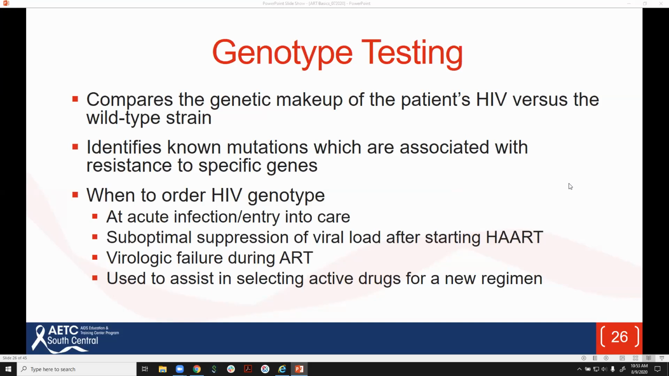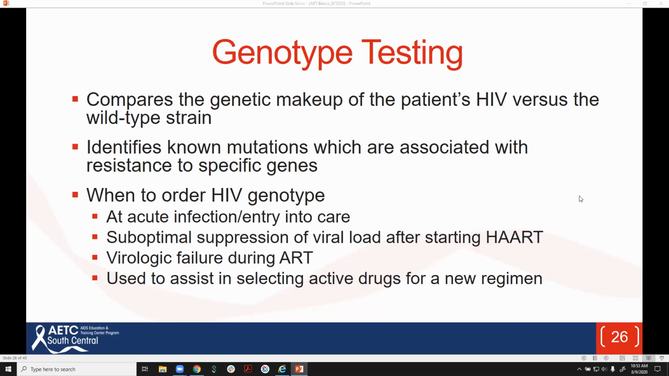It compares the genetic makeup of the patient's HIV versus the wild type strain, which is the strain that is basically sensitive to all our antiretroviral agents. And then it identifies known mutations that are associated with resistance to specific medications. And so that's really important for us. It can be complicated to interpret, and so there are some tools that can help you.